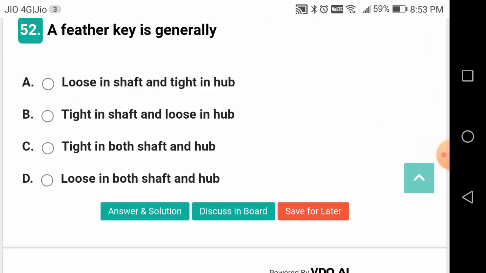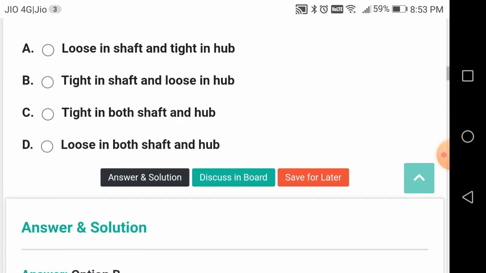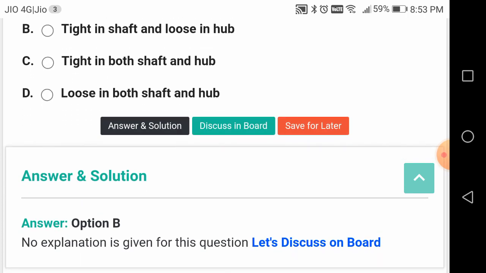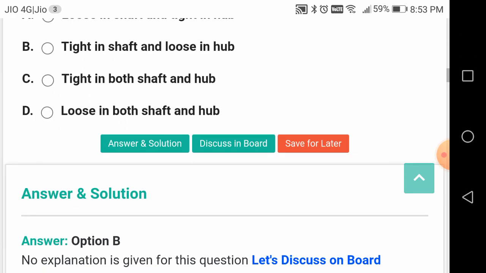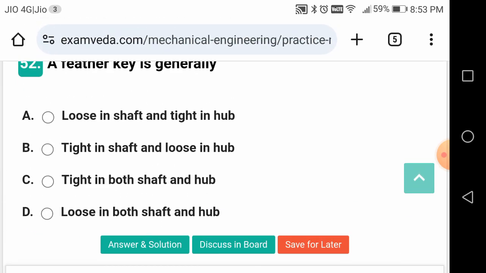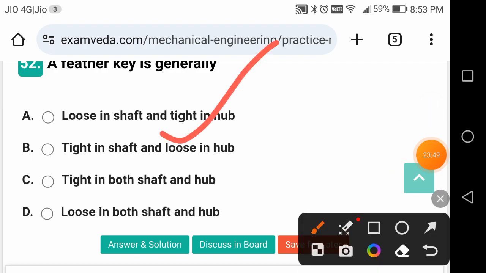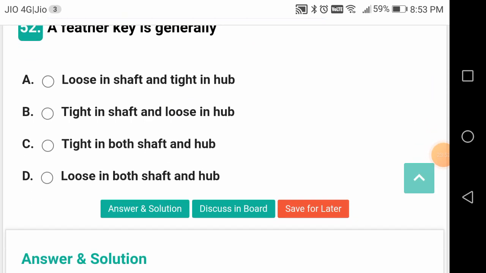A feather key is generally... this is a good question once again, friends. There are different types of keys, but he is asking about the feather key. What is the correct answer? It is tight in the shaft and loose in the hub.